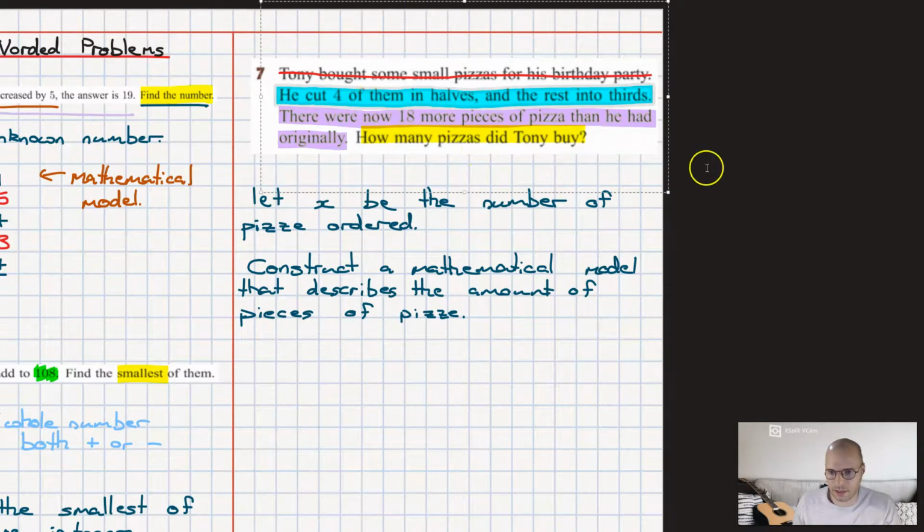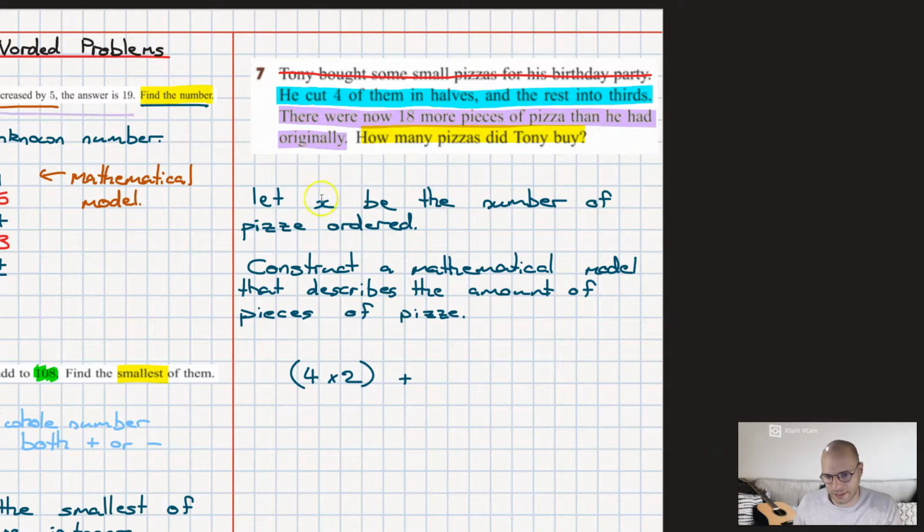So in teal here, we've got a sentence that will help us construct an expression that explains how many pieces of pizza we have after chopping the pizzas up. So first part is he cut 4 of them into halves. So what we can say is that if we want to explain the pieces of pizza, we can say 4 times 2. So 4 of them got cut into halves. Then the rest got cut into thirds.